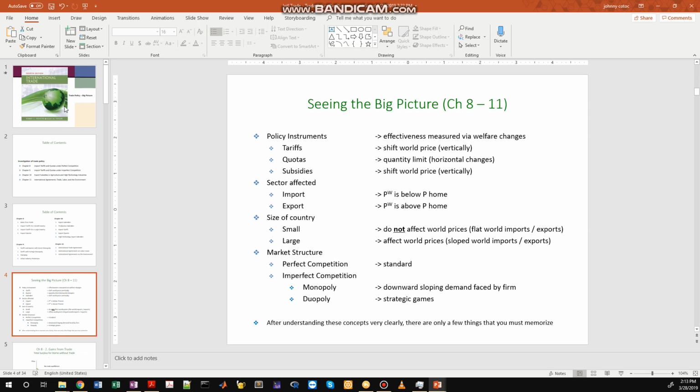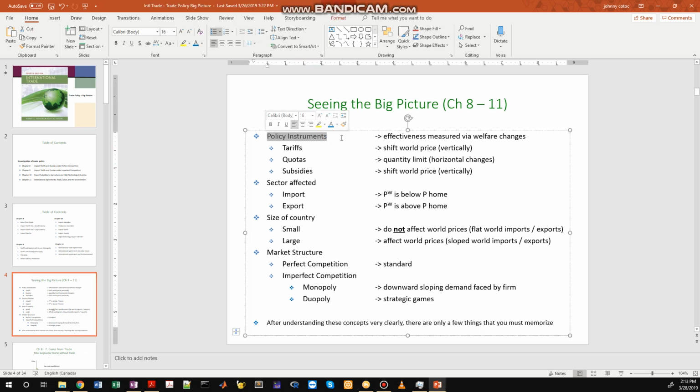In some questions, you might need just one graph of the home country, but for some questions, you may need both the home country and the world graph in order to be able to clearly explain and answer the question. So there are 3 policy instruments: tariffs, quotas, and subsidies. When we look at what a policy instrument does, the whole idea is we look at changes in welfare. So the first thing that you need to make sure that you understand well is how we measure welfare through surplus of consumers, of producers, and of government revenue.